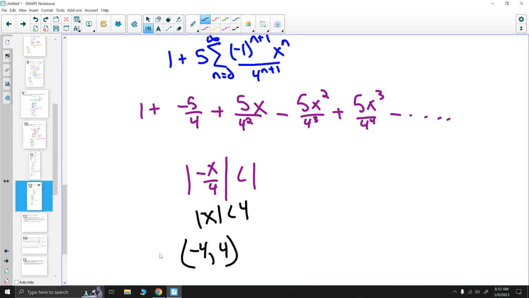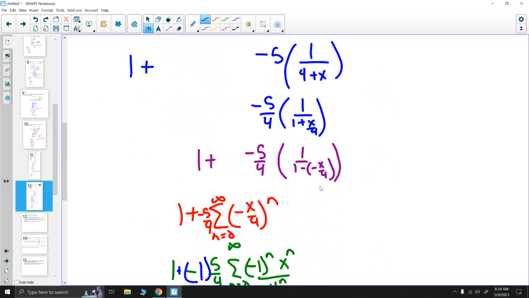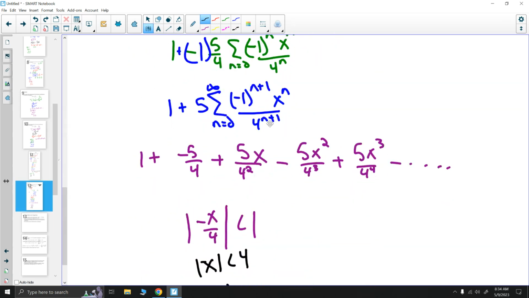All right. So let's now talk about differentiation and integration. So the sum of a power series is a function whose domain is the interval of convergence of the series. Okay. So again, it's just this function, some constant times x minus a to the n, where a is our kind of center. As a reminder, c sub n is just some constant, and it can be dependent on n. So it might be varying with n, so it might be like 4 to the n or whatever, like in this previous one here.